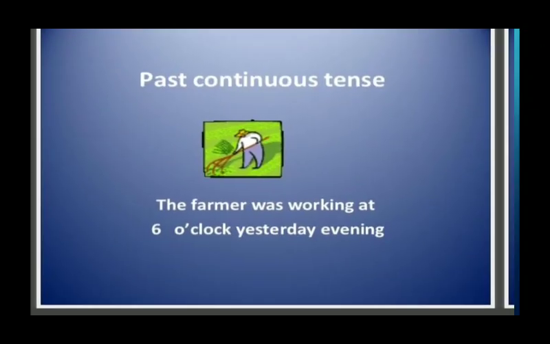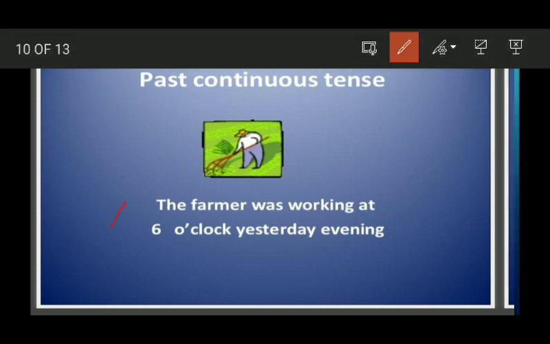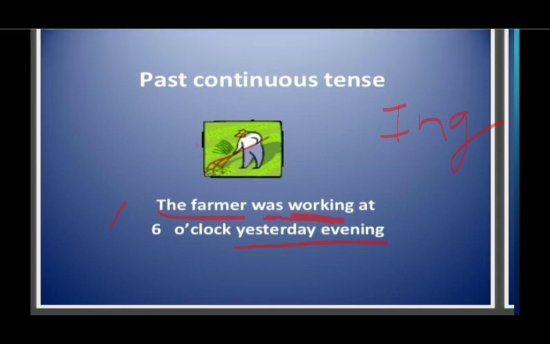Now, dear students, you can see here one thing: working, the ing form, because it is continuous tense. Yesterday evening means this time has now passed. This is telling us to identify the continuous tense, and the farmer is the subject. Was, were is the helping verb. So the farmer was working at 6 o'clock yesterday evening. This one is the past continuous tense.